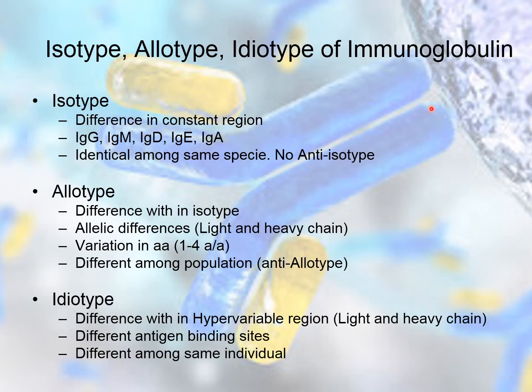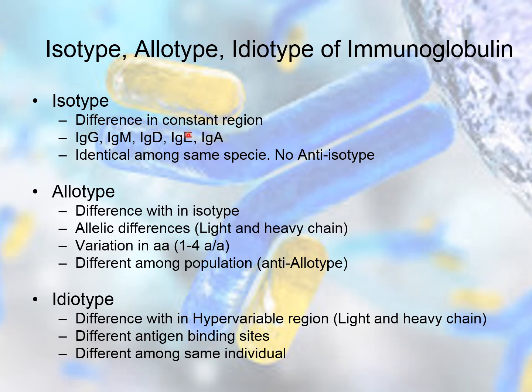Immunoglobulins can be classified as isotypes, allotypes, or idiotypes. Let us discuss them one by one. Isotypes are immunoglobulins or antibodies which differ in their constant region, that is, mainly their heavy chain. So the different classes of antibodies like IgG, IgM, IgD, IgE, and IgA are generally classified as isotypes.